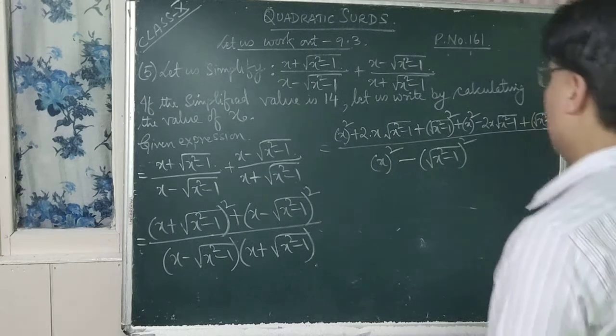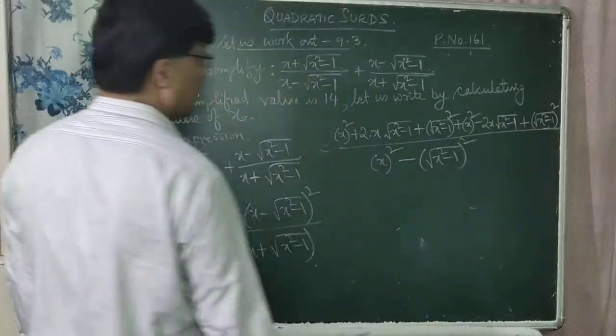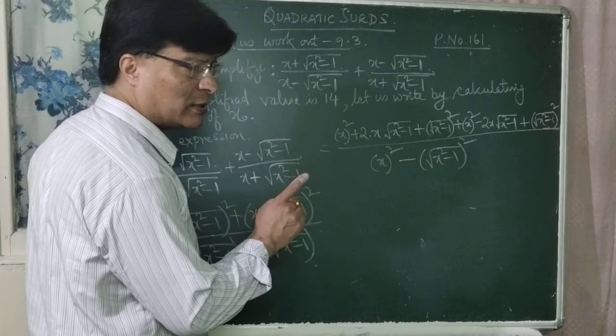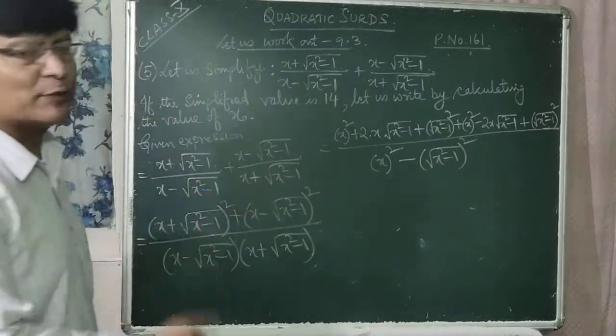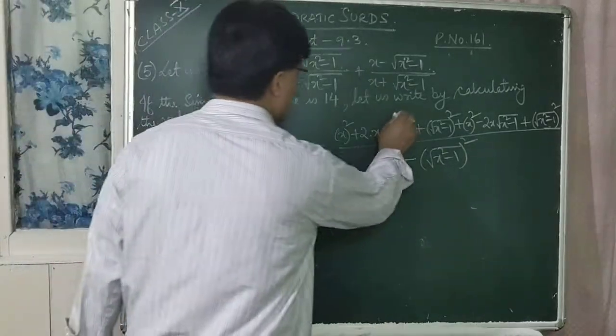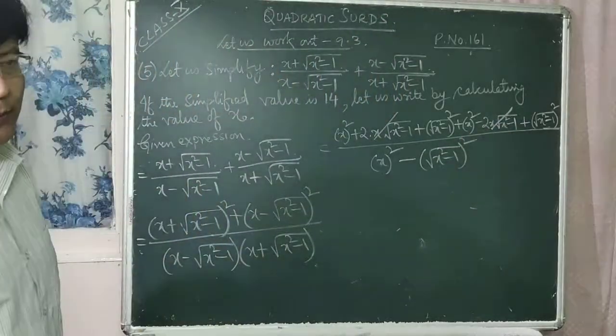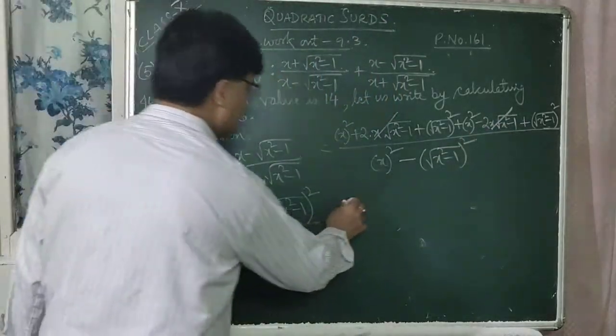So now let's simplify it. In the numerator, you can cancel the similar terms which are of opposite sign. That is, 2x root over x square minus 1 minus 2x root over x square minus 1 will be cancelled. So now let us simplify it.